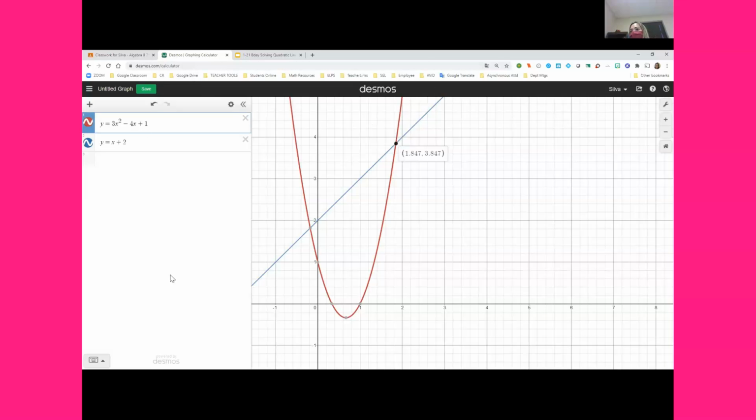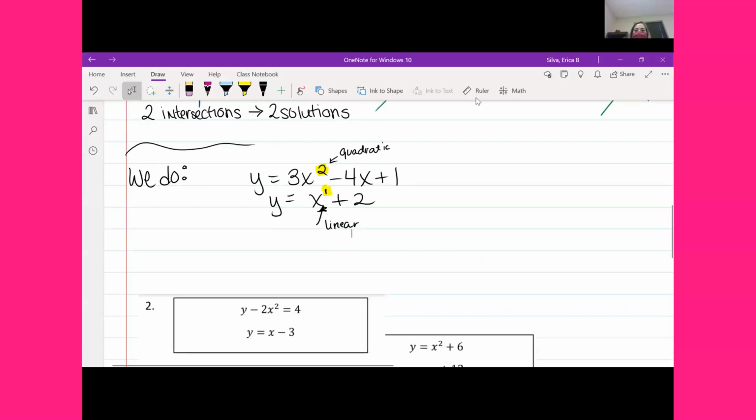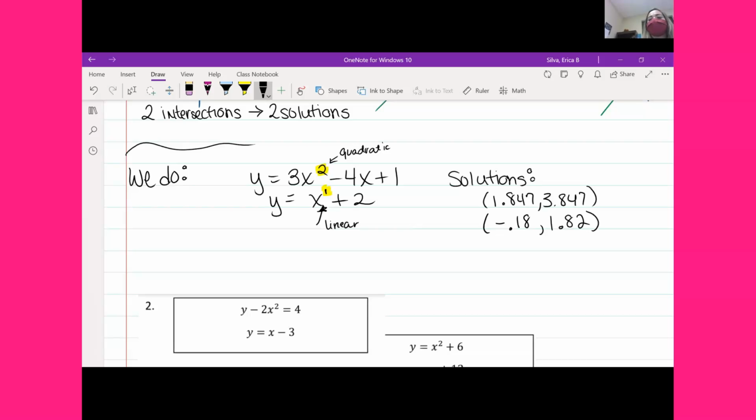All right, so in our notes, we're gonna go back and then we're going to write our solutions. So my solutions are at 1.847, comma 3.847, and negative 0.18, comma 1.82. Make sure you put them as a coordinate because it is a point. Any questions? All right, go ahead and go back to your Pear Deck.